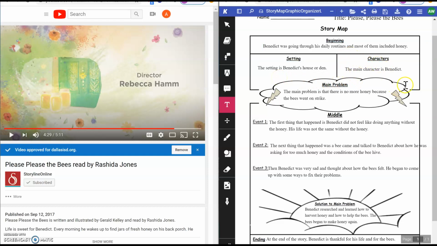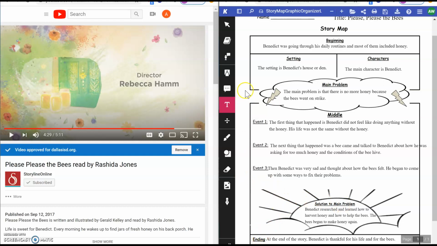It has the characters, and not just our main character. It's got the problem. What's the main problem? Not just a problem, but the main problem in the story, okay? Then it has our beginning, our middle, and our middle is where we list the events that add up to the solution to our main problem. And then you have your ending.